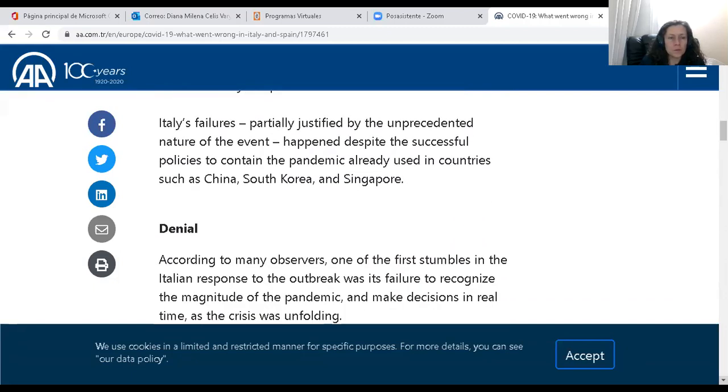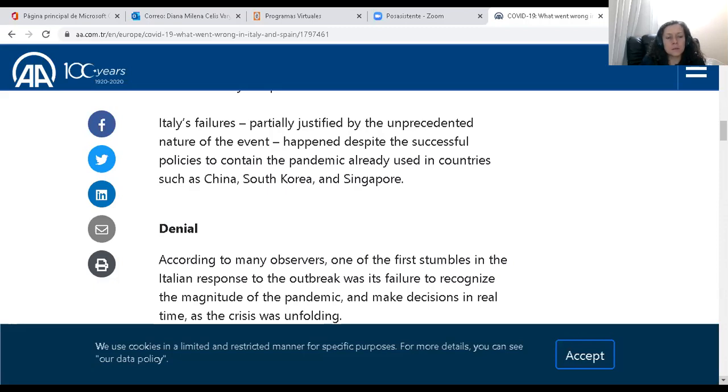Italy's failures, partially justified by the unprecedented nature of the event, happened despite the successful policies to contain the pandemic already used in countries such as China, South Korea, and Singapore.